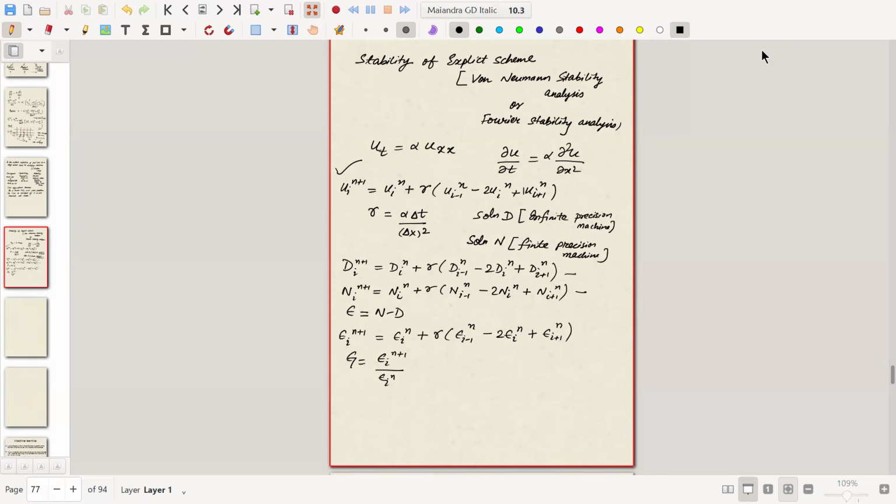Can you see why? If your error is growing with time, epsilon i at n plus 1 will be greater than epsilon i at n. If the error is decreasing over time, then G will be less than 1. See, everything is following based on intuition. Nothing new we are doing. Any issues?